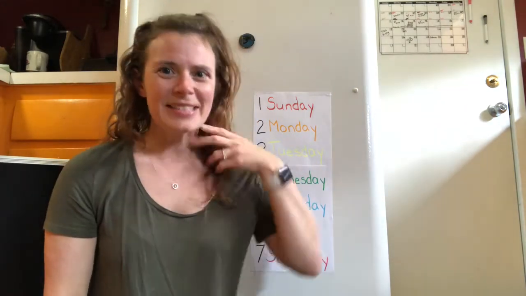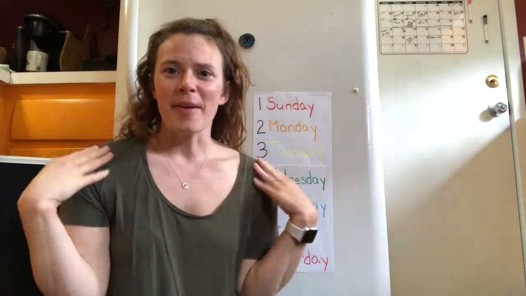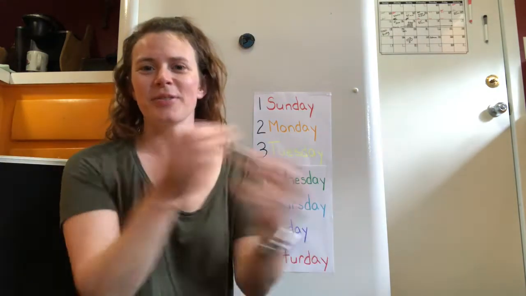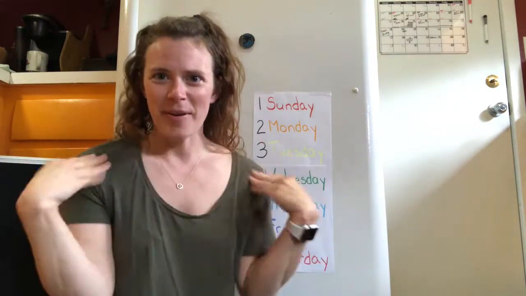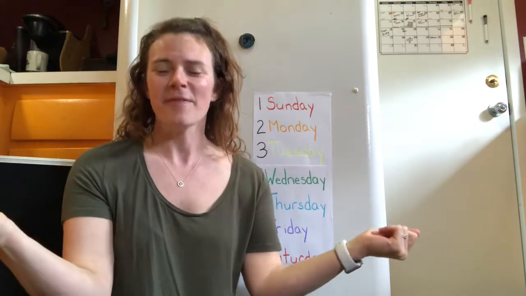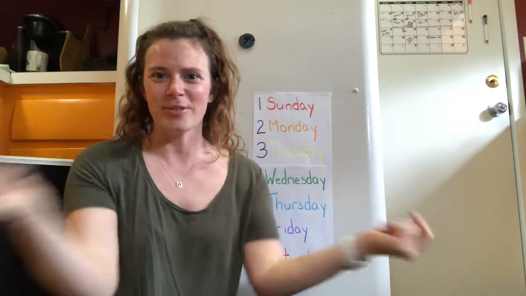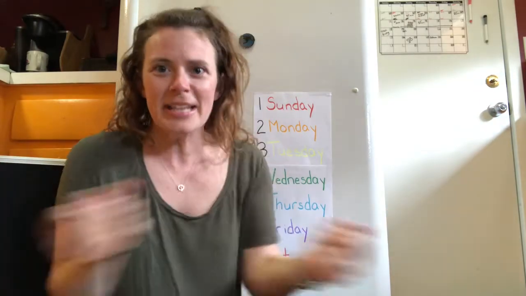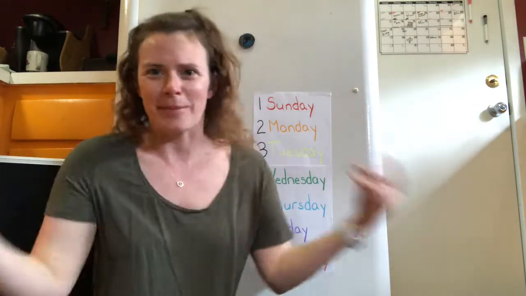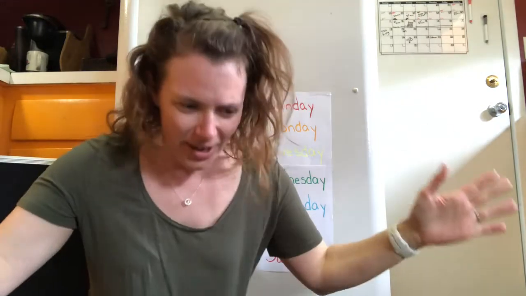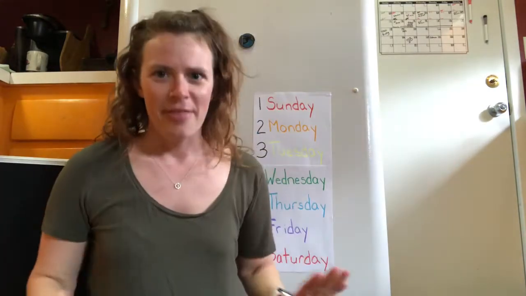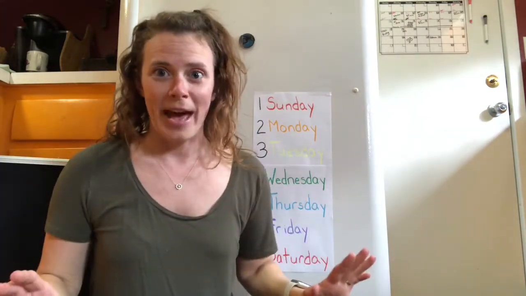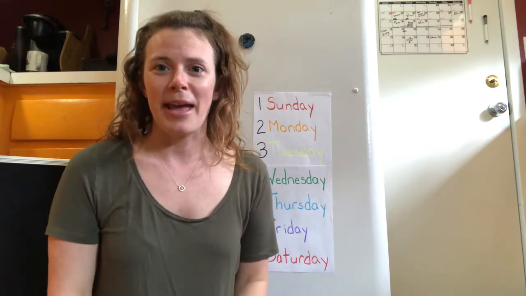Let's go faster. Here we go. January, February, March, and April, May, June, July, and August, September, October, November, December. These are the months of the year. Faster! Super speed! January, February, March, and April, May, June, July, and August, September, October, November, December. These are the months of the year. That was super fast. Nice work, everybody.